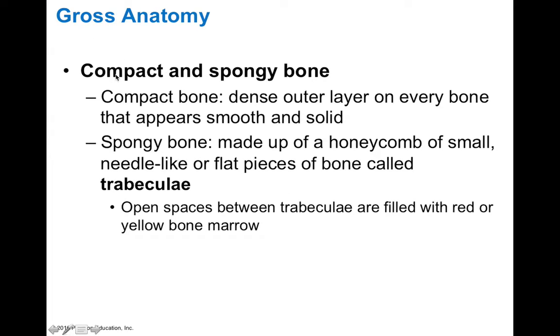So there's two major types of bone. We got compact bone versus spongy bone. Compact bone is a dense outer layer that you find on every bone that appears smooth and solid, and it forms a nice sort of outer boundary to bones. But it's typically kind of thin.